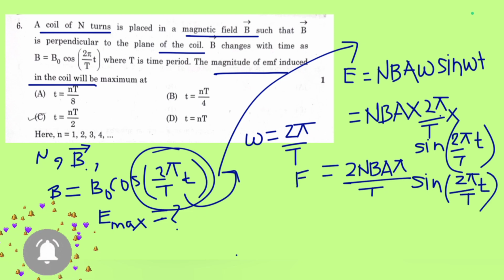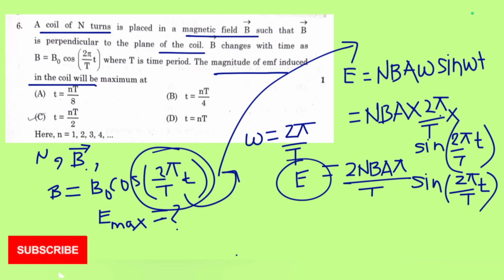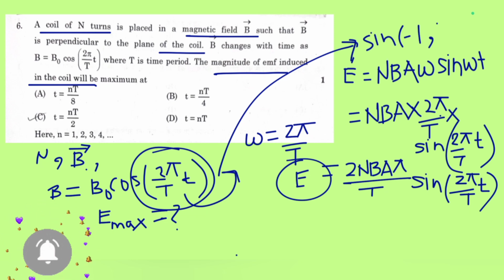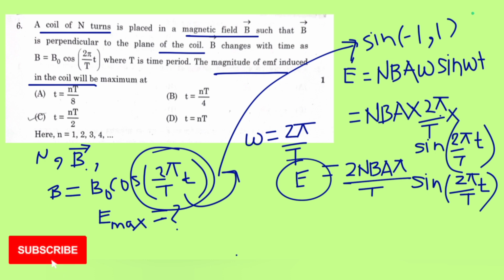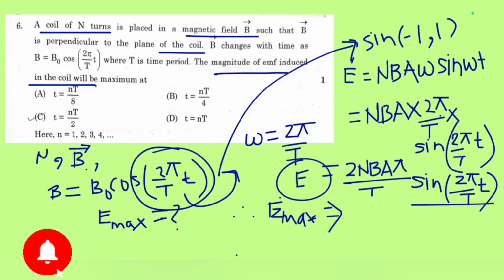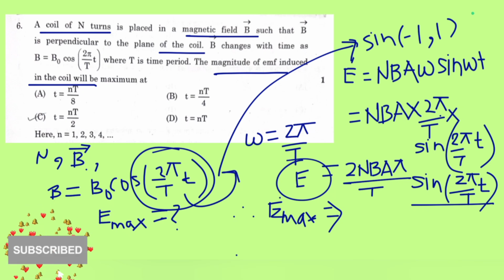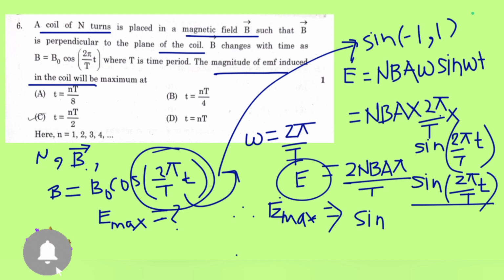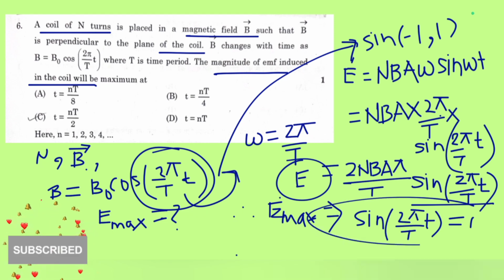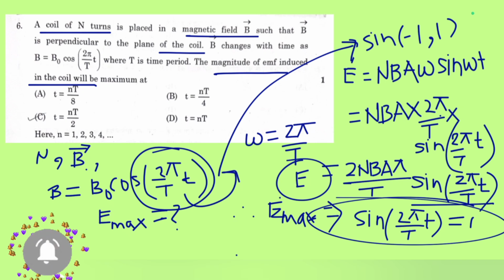Now we have to check the maximum value of the EMF. We know that the value of sine varies between -1 and 1. So for the maximum EMF, sine of 2 pi by T into t should have the value 1. Yes or no? So I will say sine of 2 pi by T into t equals 1. That should be the relation. Now we will go further.